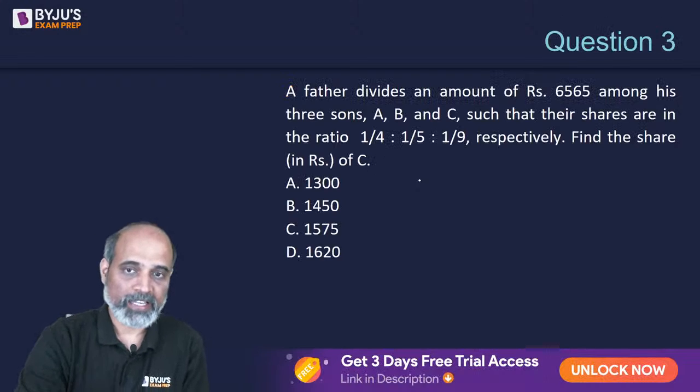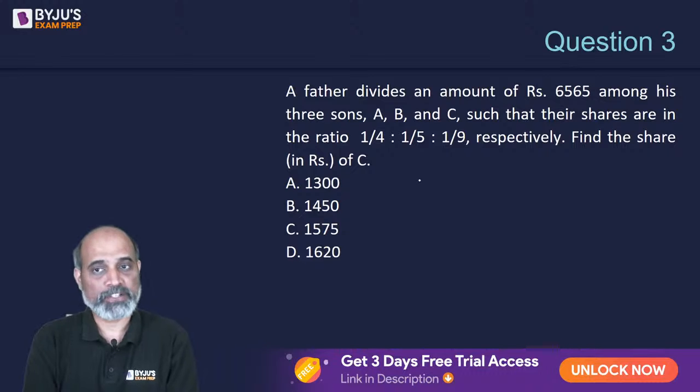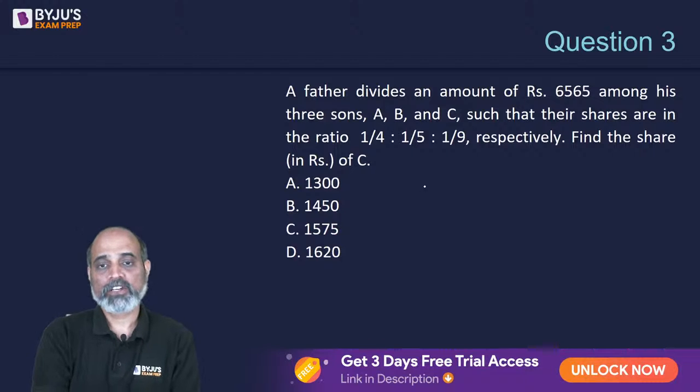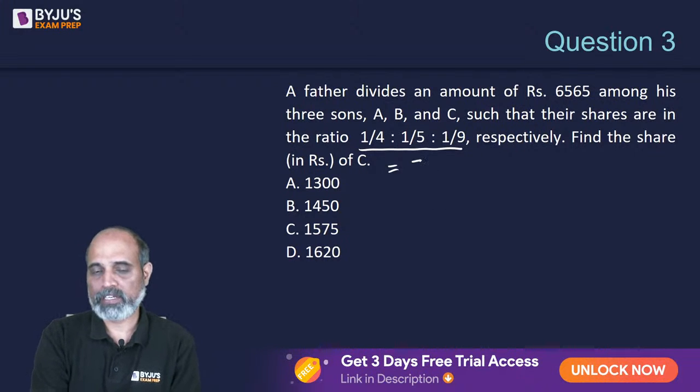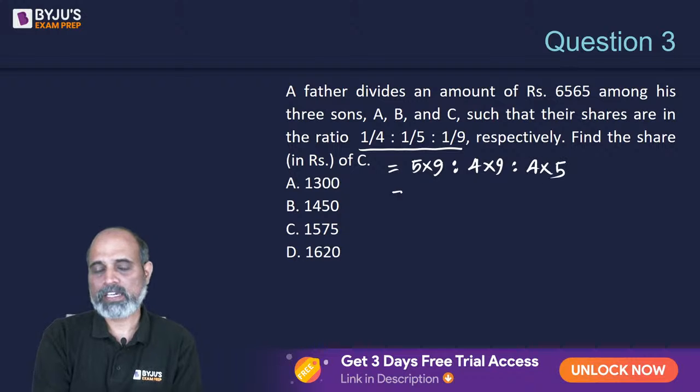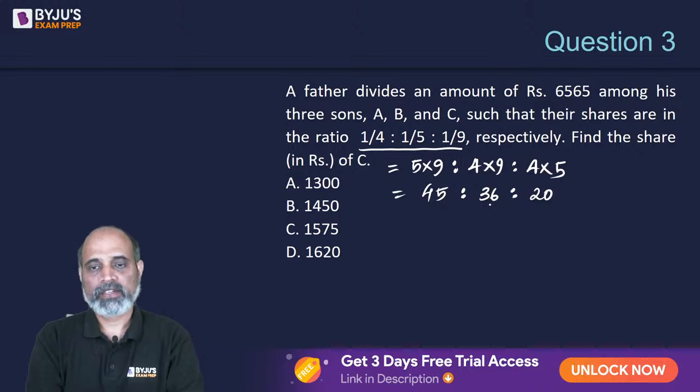Okay, next. A father divides an amount of rupees 65 among his three sons A, B and C such that their shares are in the ratio 1/4, 1/5 and 1/9 respectively. Find the share of C. So the first step is we will simplify the given ratio by taking the LCM. LCM of 4, 5 and 9 is 4 into 5 into 9. So A gets 5 into 9, B gets 4 into 9 and C gets 4 into 5. So A gets 45, B gets 36 and C gets 20, right?